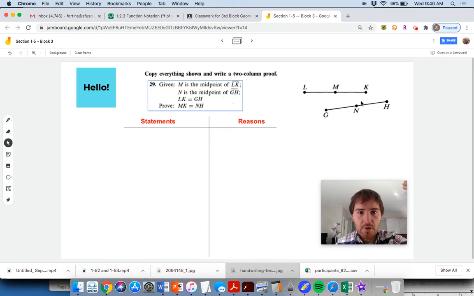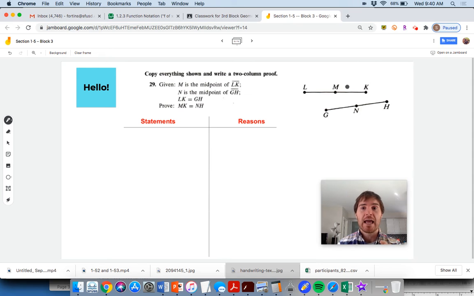Ooh, LK equals GH. What is that? That's the whole equals the whole here. And then finally, I've got to get a part to equal the part. MK equals NH. So just by writing it out, you're thinking about what it is you're going to prove here, and also drawing the diagram. Super important to draw the diagram, because then you see it and you can mark it up on your own pieces of paper. So let's check it out here.